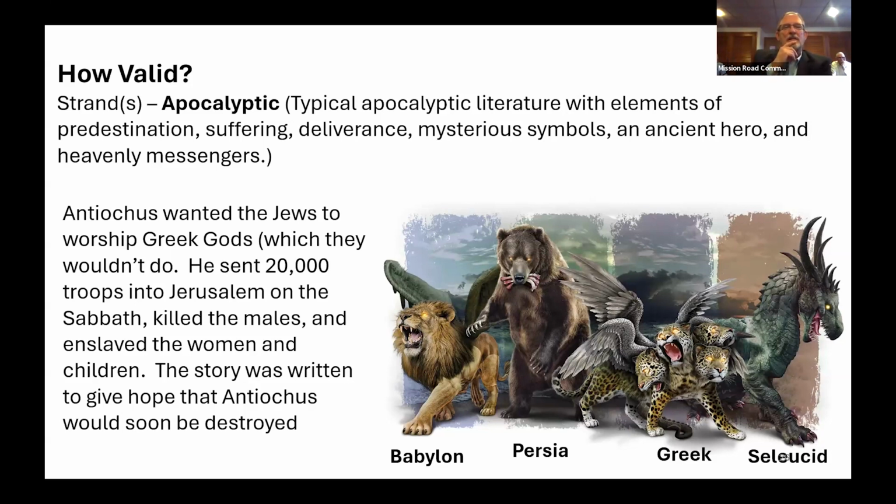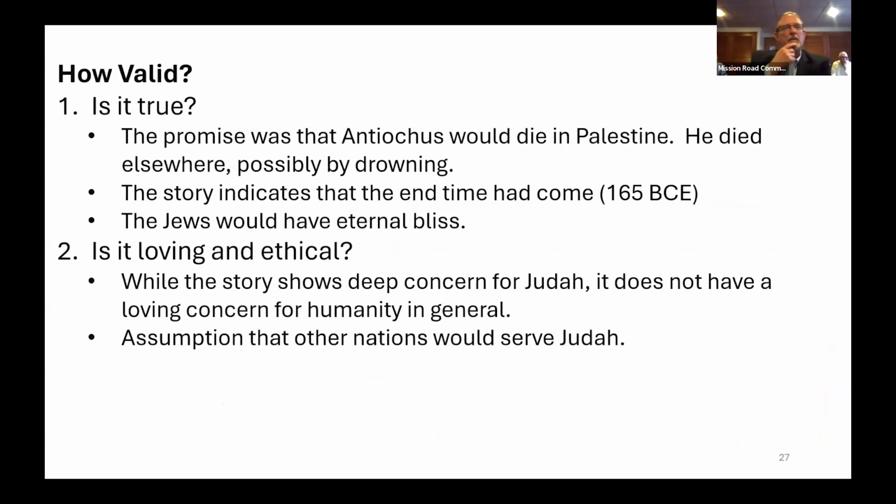This is an apocalyptic strand, typical of apocalyptic literature with elements of predestination, suffering, deliverance, mysterious symbols, ancient heroes, and heavenly messengers. And the story of Antiochus was why the Hebrews did not like him. He didn't want them to worship their God, their monotheistic God. He wanted them to also include the Greek gods in their worship. And of course, they refused to do it, as the Hebrews often did. So Antiochus sent 20,000 troops into Jerusalem on the Sabbath, killed all the males, enslaved the women and children. And this was a story that was written after the fact to give the Hebrew nation some hope that someday Antiochus would be destroyed, and then they would be delivered from that oppression.